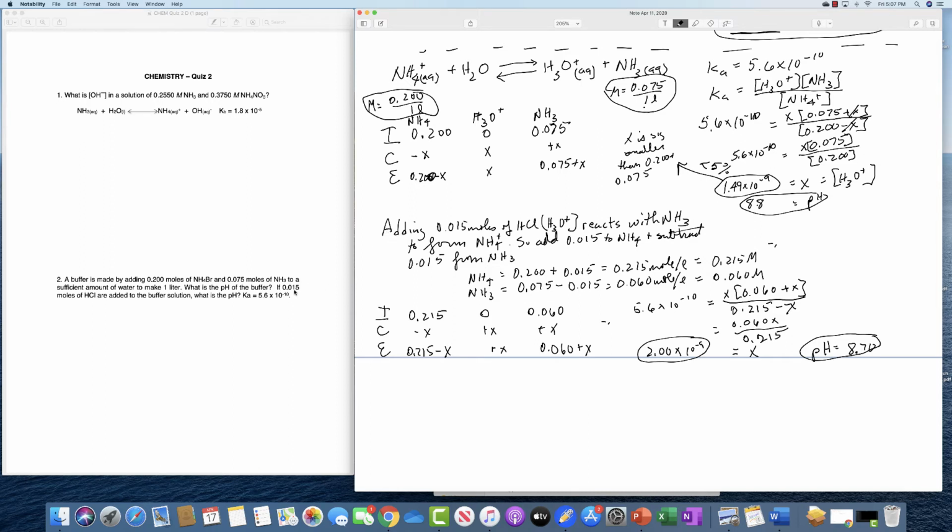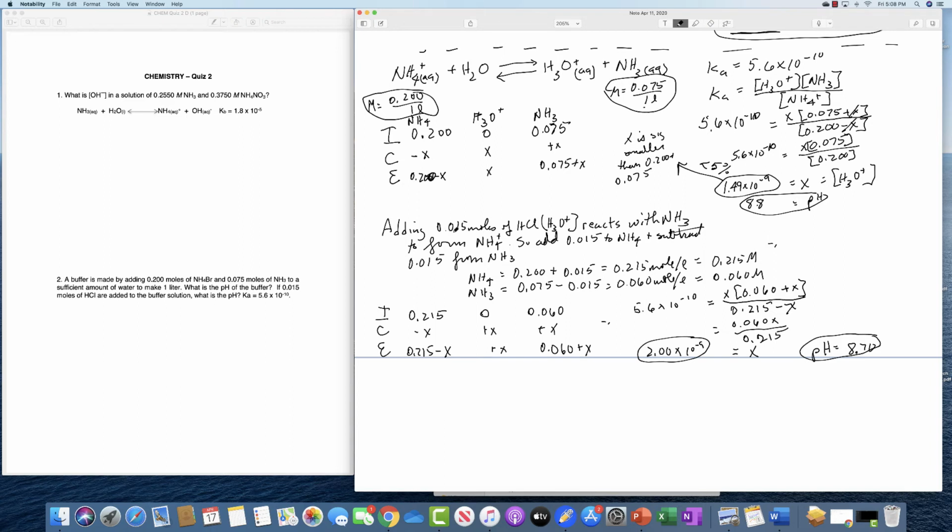Now, the second part of this question is, let's say you add 0.15 moles of hydrochloric acid. Now, I didn't mention a volume. Therefore, you just assume that there was no change in volume. If I'd mentioned a volume, you would have to take that into account. It actually makes the problem easier.